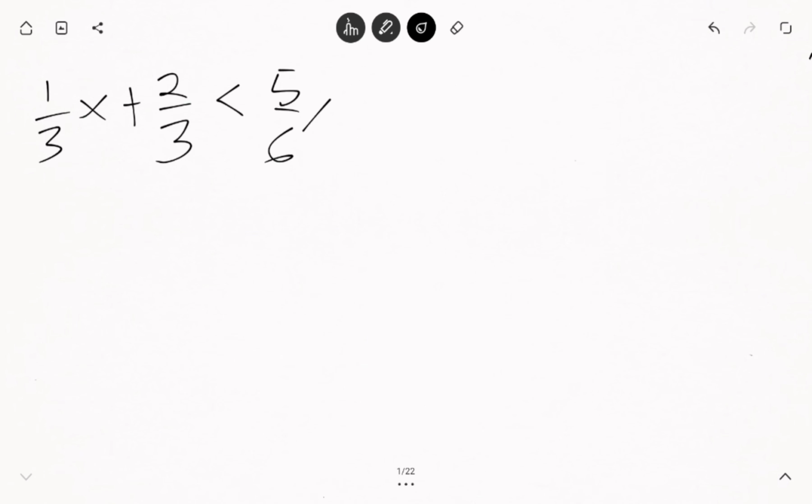Okay, so I have 1 over 3 x plus 2 over 3 is less than 5 over 6 x minus 1. So go ahead and try your hands on this inequality and see what your answer is. So pause the video and go ahead. Okay, so now that you are done, let's go ahead and solve this problem.